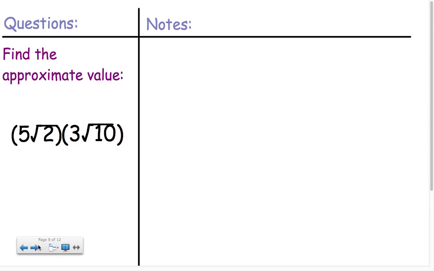And the last one, again, our bases are different on this one. So the operation happening between the two parentheses is multiplication. So 2 times 10 gives me 20. And then 5 times 3 gives me 15.